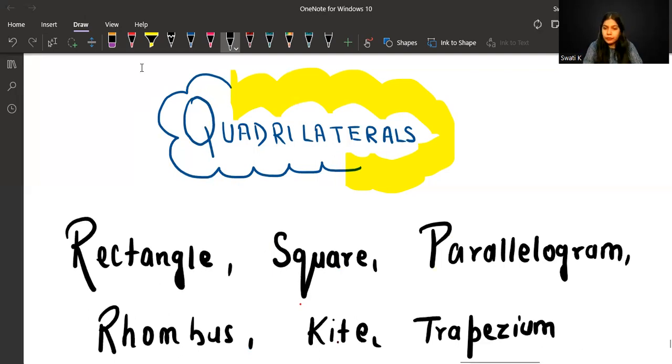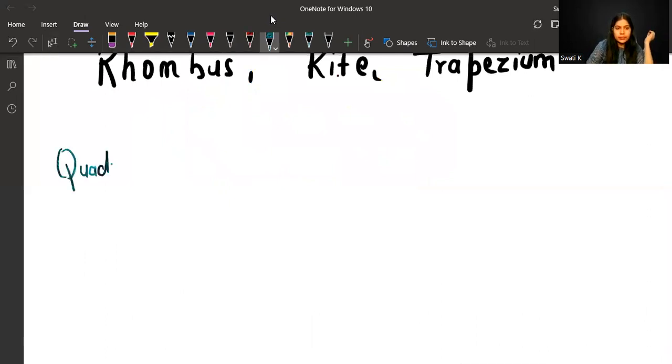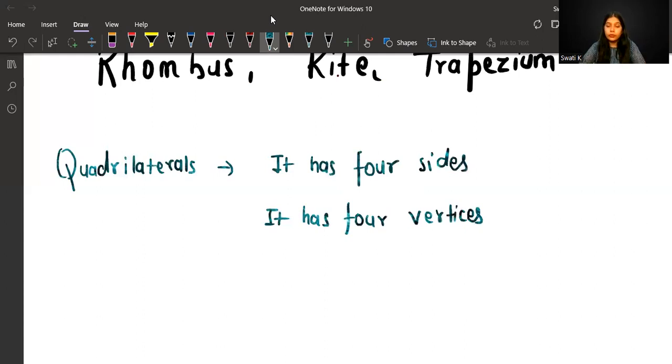All right. So before I start with the properties in detail, I just want to tell you some common properties of a quadrilateral, which will be valid in all the quadrilaterals. So some basic properties of a quadrilateral. First, it has four sides. Second, it has four vertices, you can say angles, corners. So I'm just going to write down all of them together. So it has four vertices. Remember, vertices is the plural of vertex. Vertices, corners, angles.